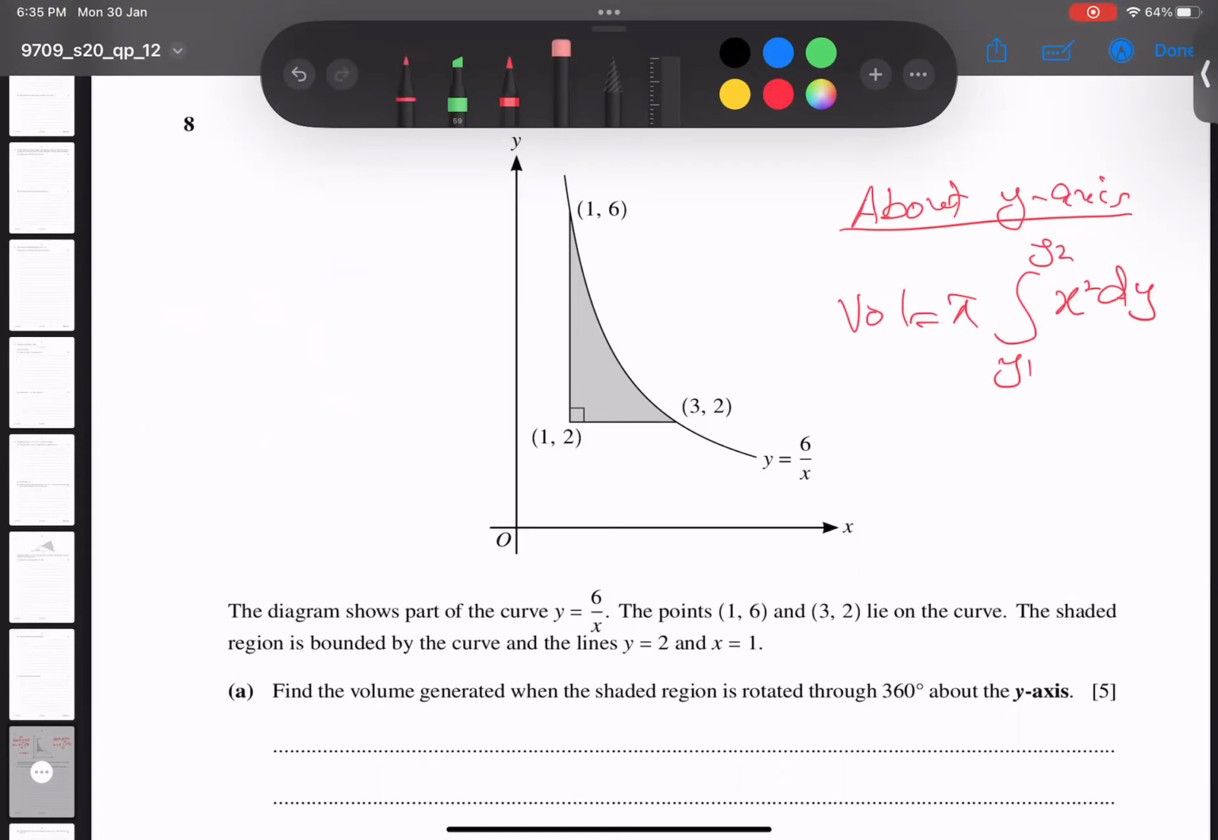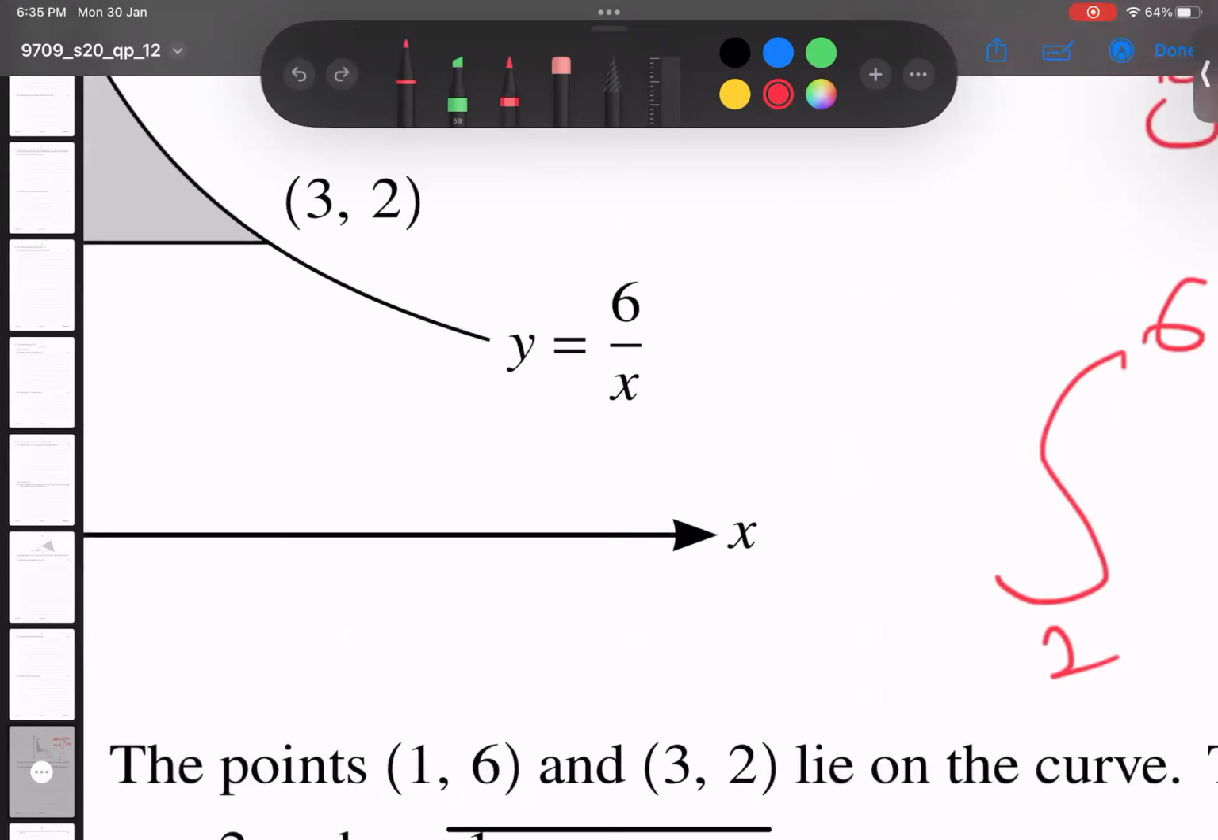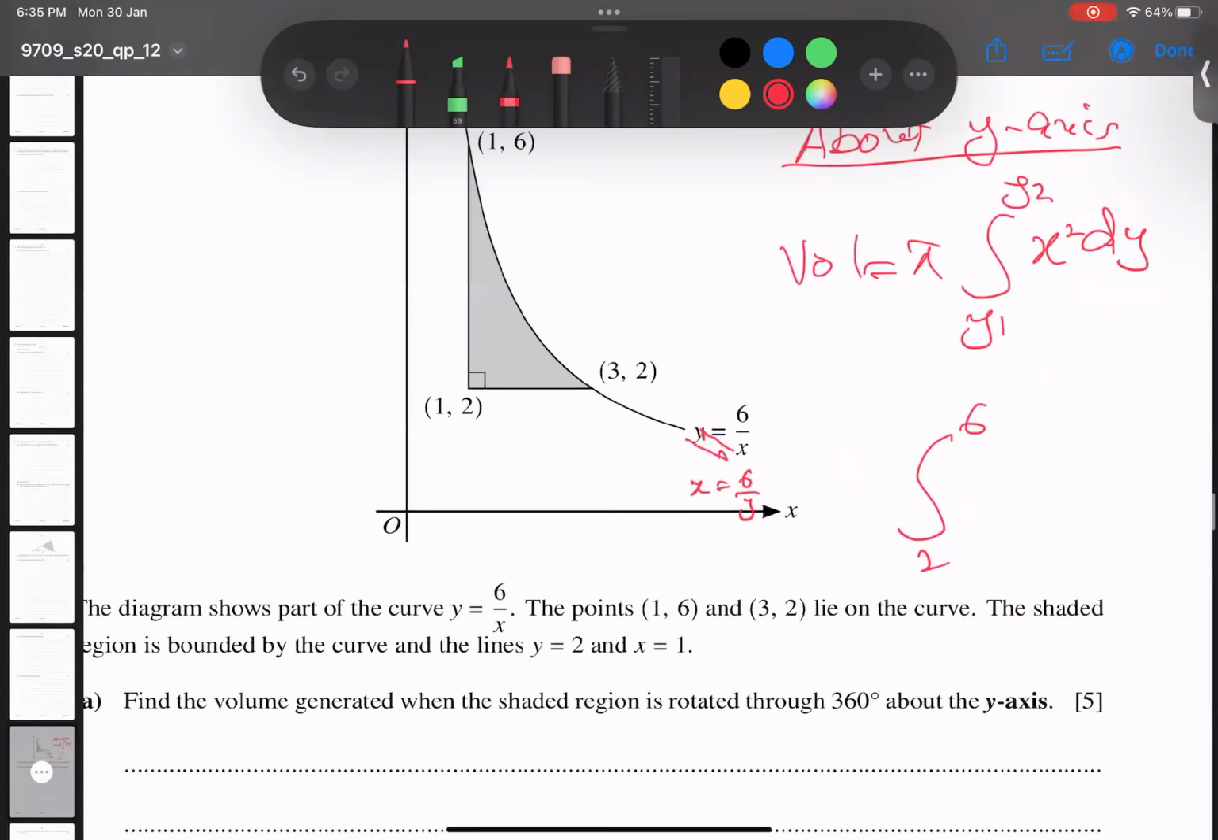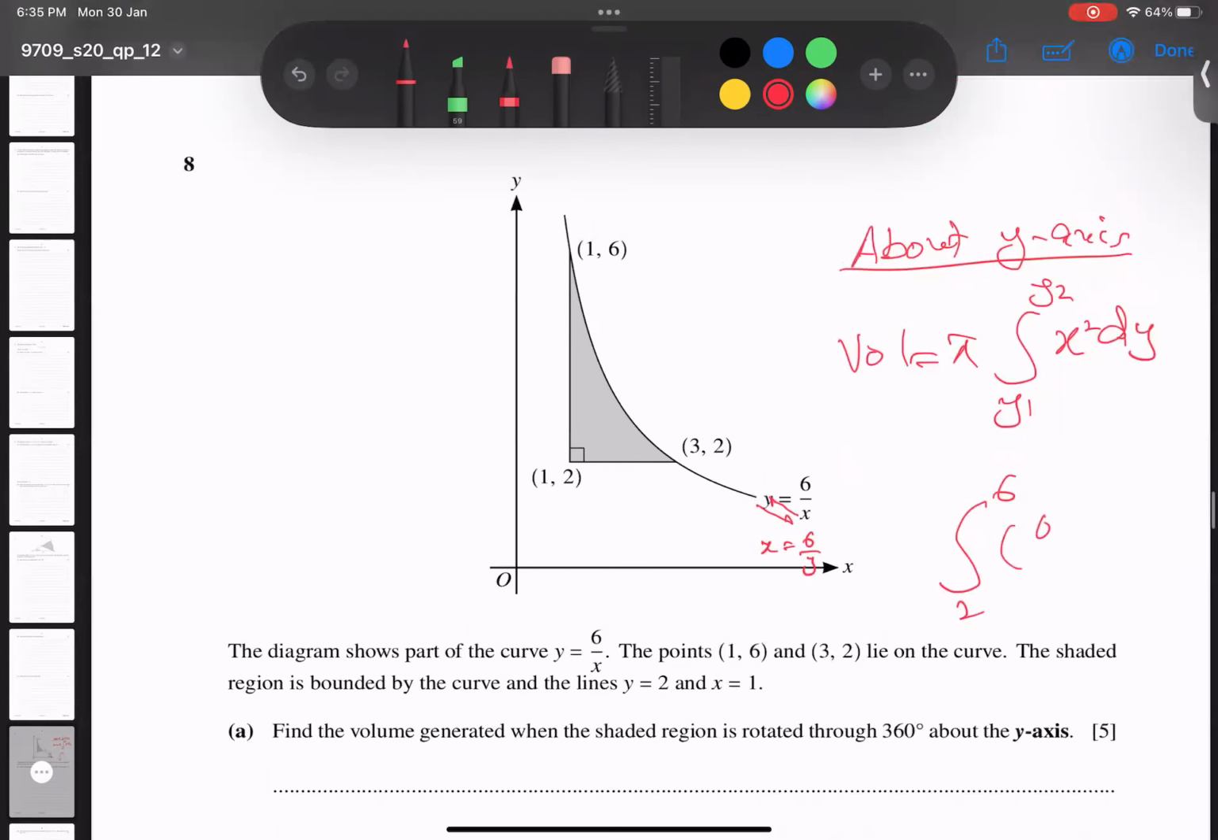What is that important concept? The problem is that if you take the limits 2 to 6 and directly put the value here, first of all make x the subject. So x is equal to 6 over y. It's a very clear approach: x is multiplied there and y comes down. Some students keep the value 6 over y, squared, dy, and pi. But this way you will not get the answer.